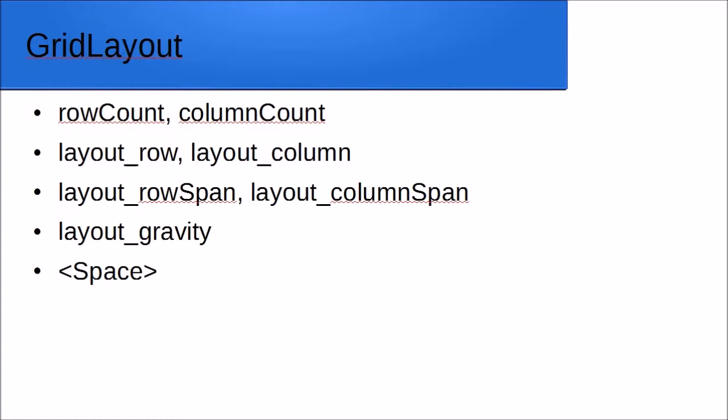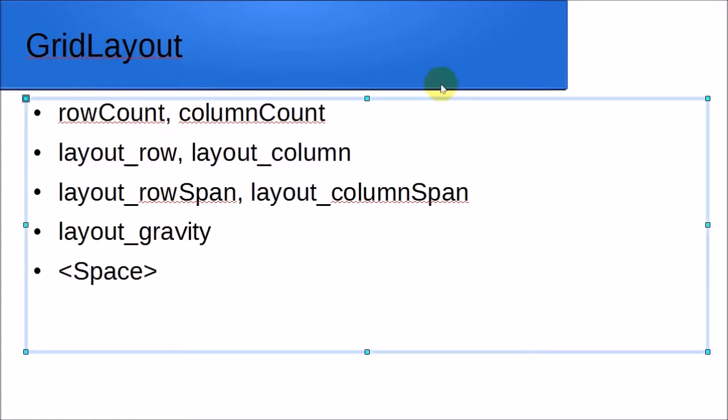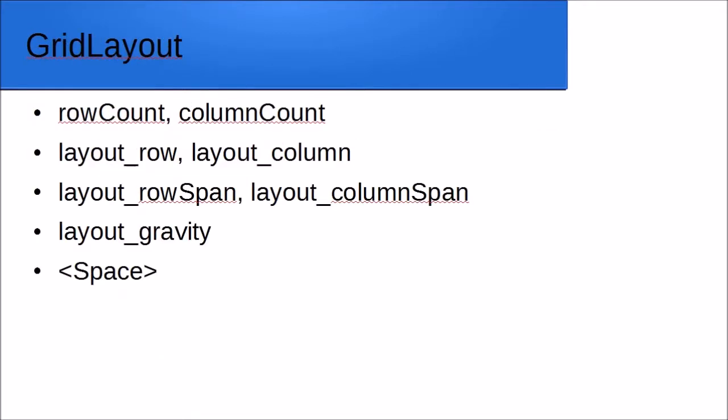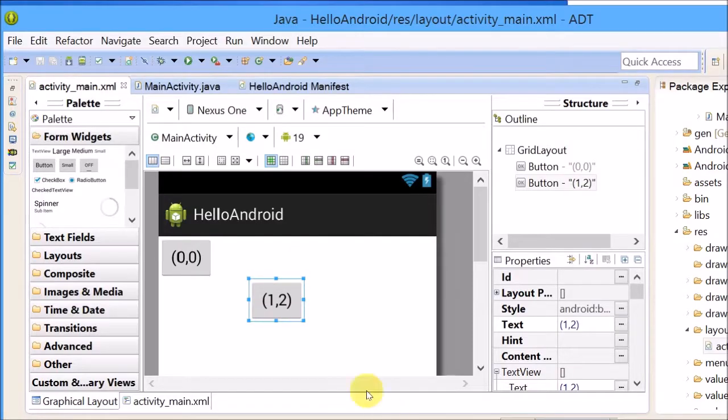Okay, and I really think grid layout combined with linear layout is all you need. Grid layout basically is used for lining things up so they look really organized, instead of chaotic. And within the grid layout, within each cell, like within this cell, you can use a linear layout.